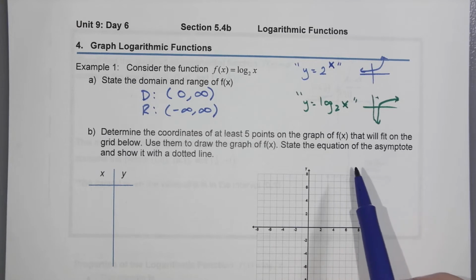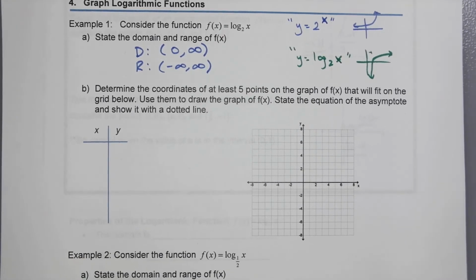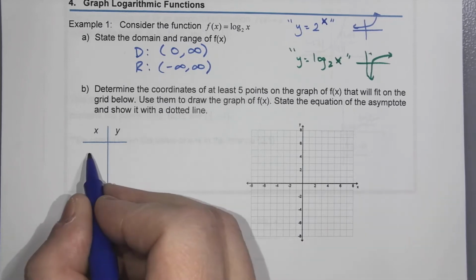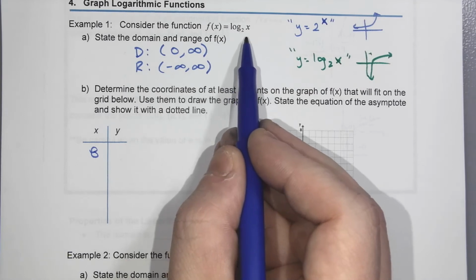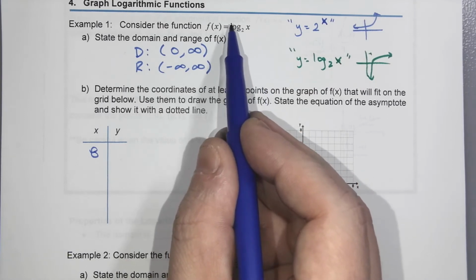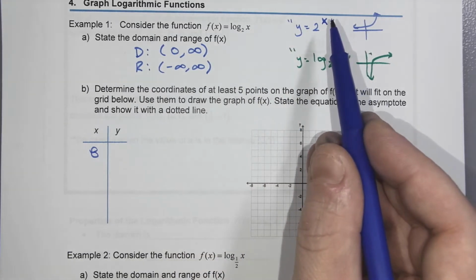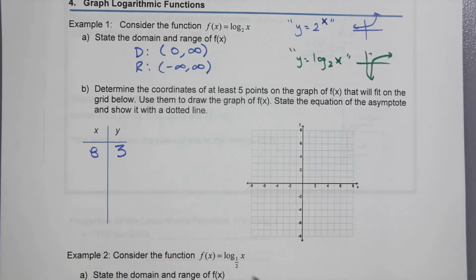Okay, next part of the problem asks us to determine the coordinates of at least 5 points on the graph that will fit in this grid. And so the grid is restricting us to only up until 8 or so. So let's go to the highest possible number we can, then we'll work backwards. Let's go with 8, because notice that I can tell you what log base 2 of 8 is. Log base 2 of 8 is what exponent do I put on 2 that gives me 8? So of course that would be the number 3.